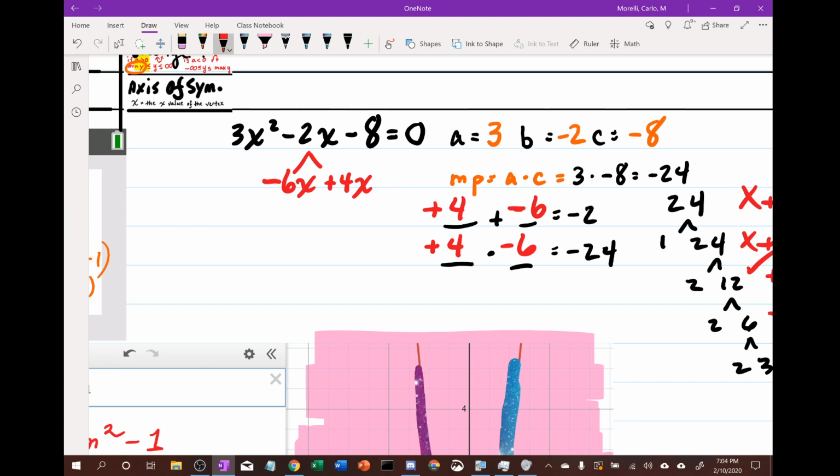So basically now we just bring down the 3x squared. He hangs out right here, and then the -8 equals 0 comes at the end. And so there's your new quadratic. 3x squared minus 6x plus 4x minus 8 equals 0. You remember what to do next?